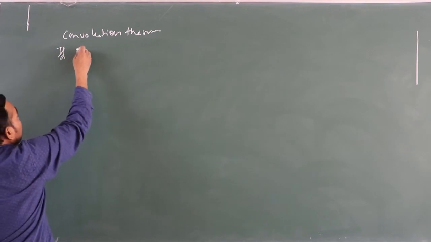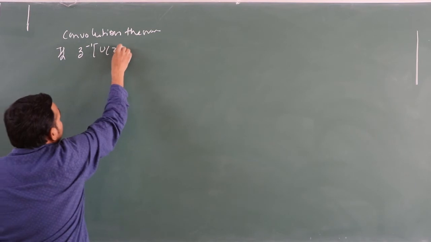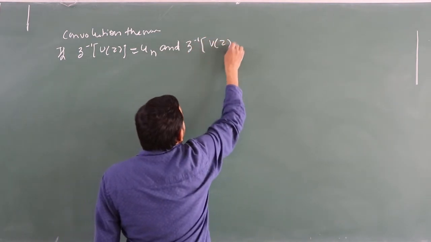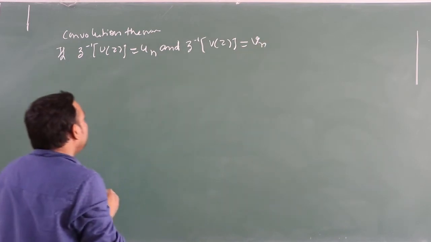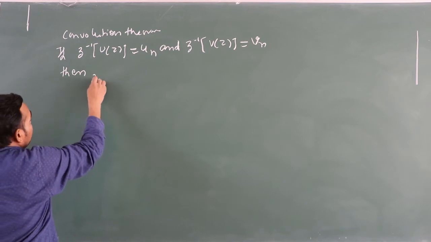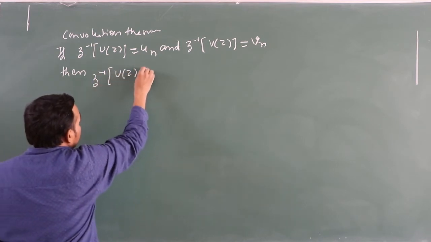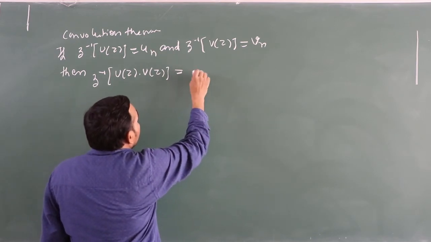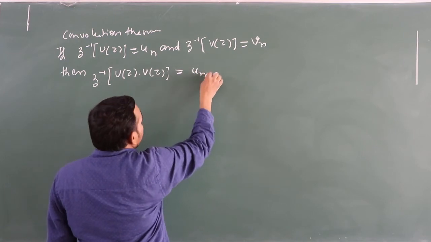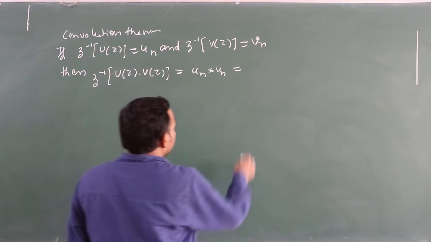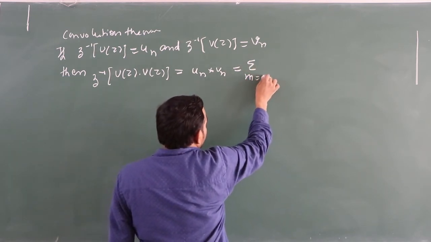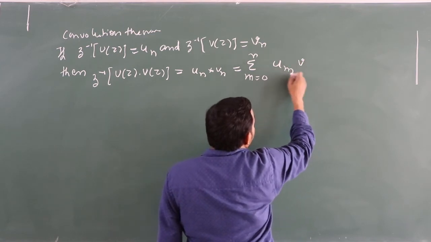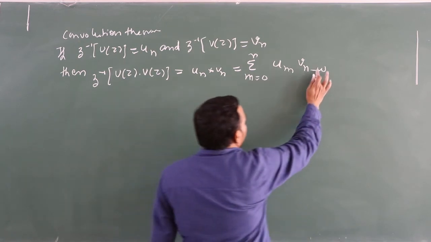Means you can say if Z inverse of U(z) equals u_n and Z inverse of V(z) equals v_n, then the inverse Z transform of the multiplication, that is U(z) into V(z), we can write as u_n star v_n, which equals the sum over m equal to 0 to n of u_m v_(n minus m).